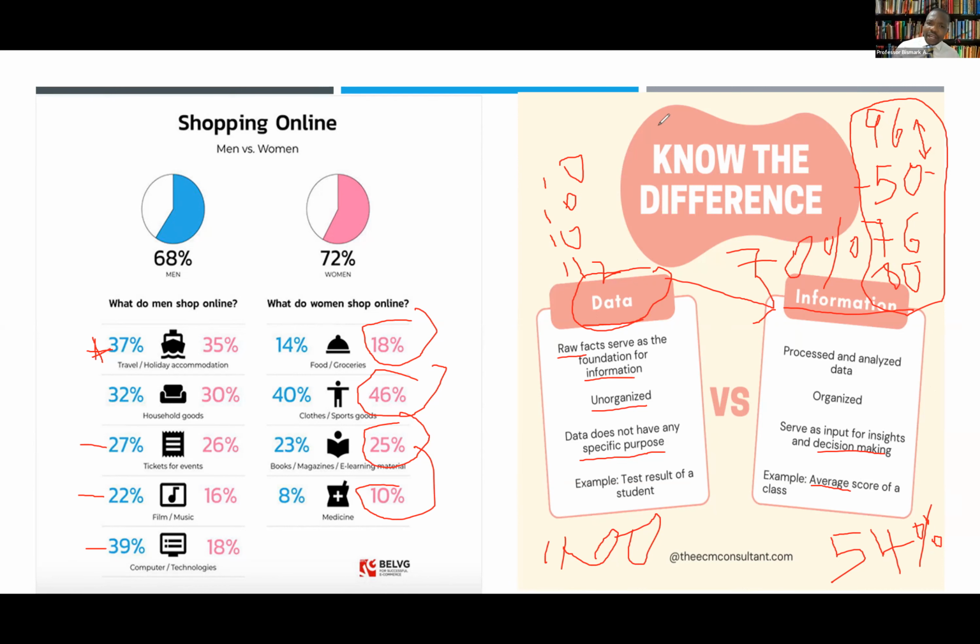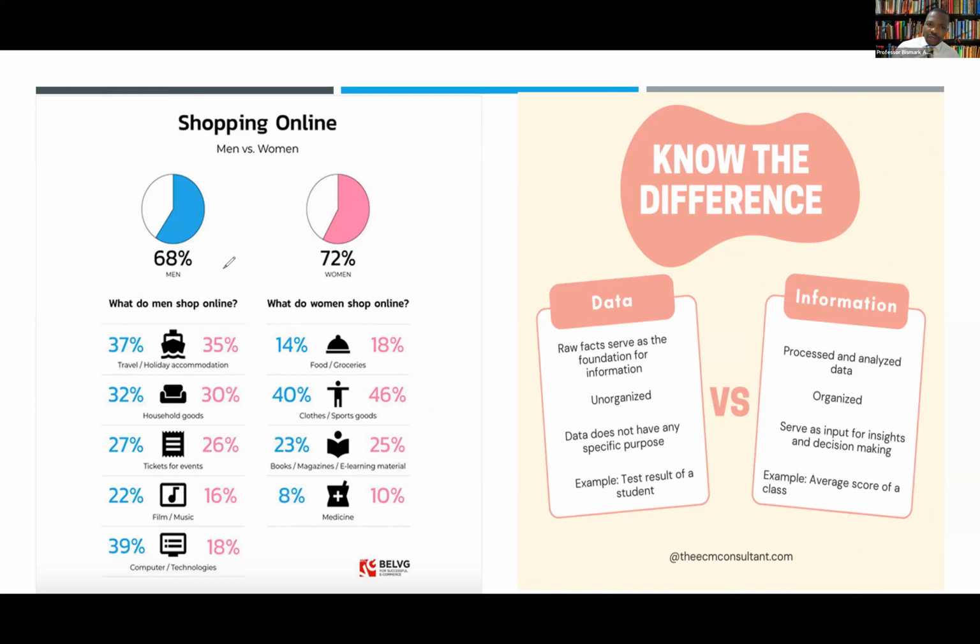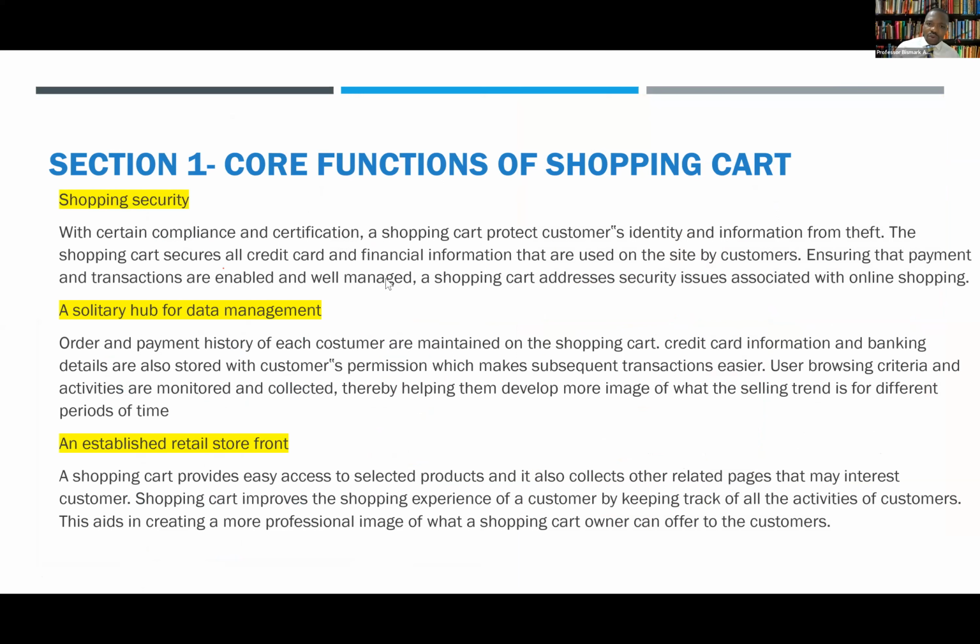This is a very important concept to understand: how to analyze data versus information. I hope this helped you a little bit to understand the difference between data and information. So as we go deeper into our analysis, it's important to look at some of the core functionality. Somebody put something in the chat. Okay, wonderful.